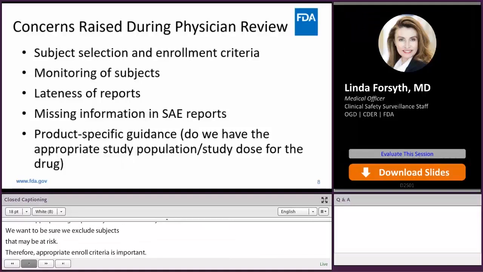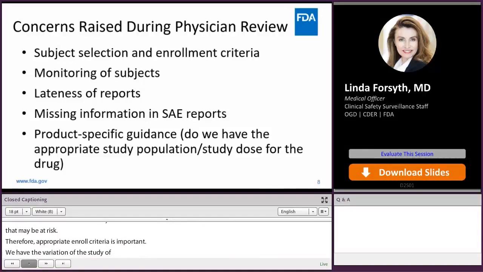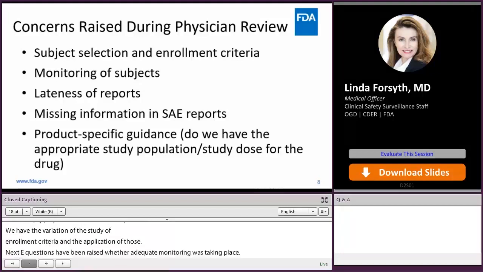Next, questions have been raised when reviewing reports whether there is adequate clinical monitoring taking place of individual subjects. I will talk more about this on the next slide, but variation in the quality of bioequivalence study safety monitoring has been noted, as well as the varied applications of standards of care, monitoring, and management of subjects during studies.